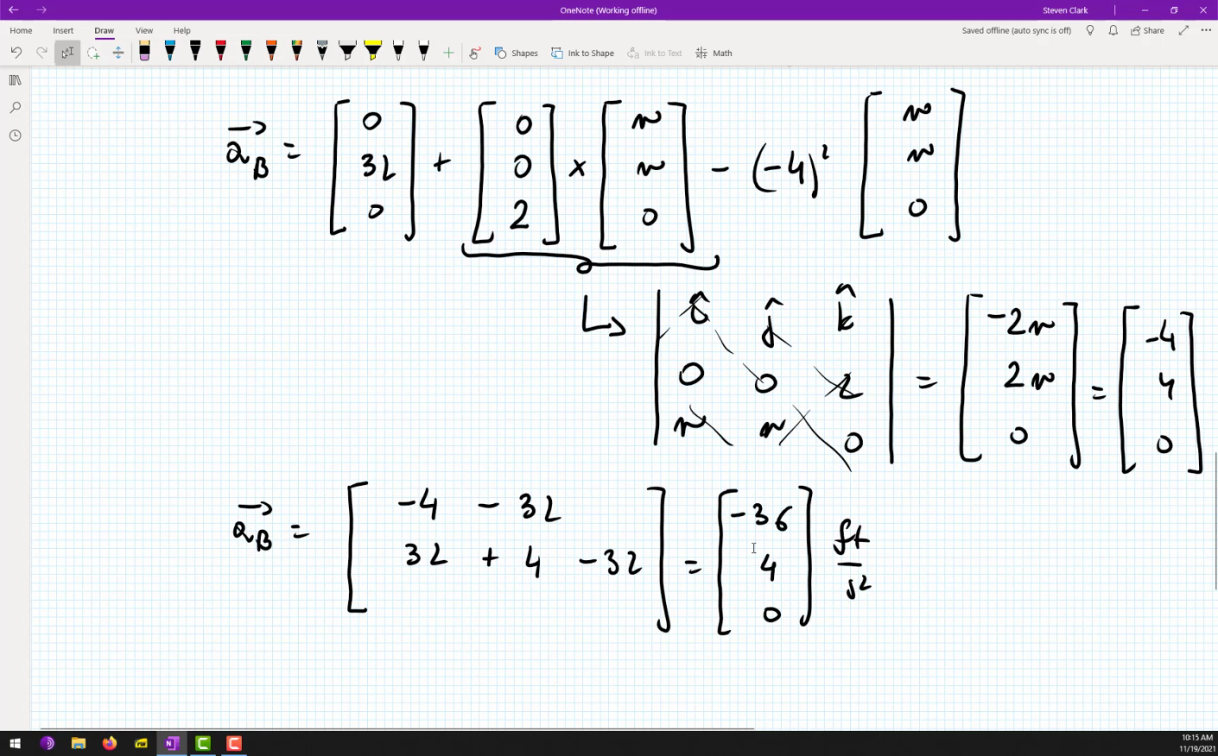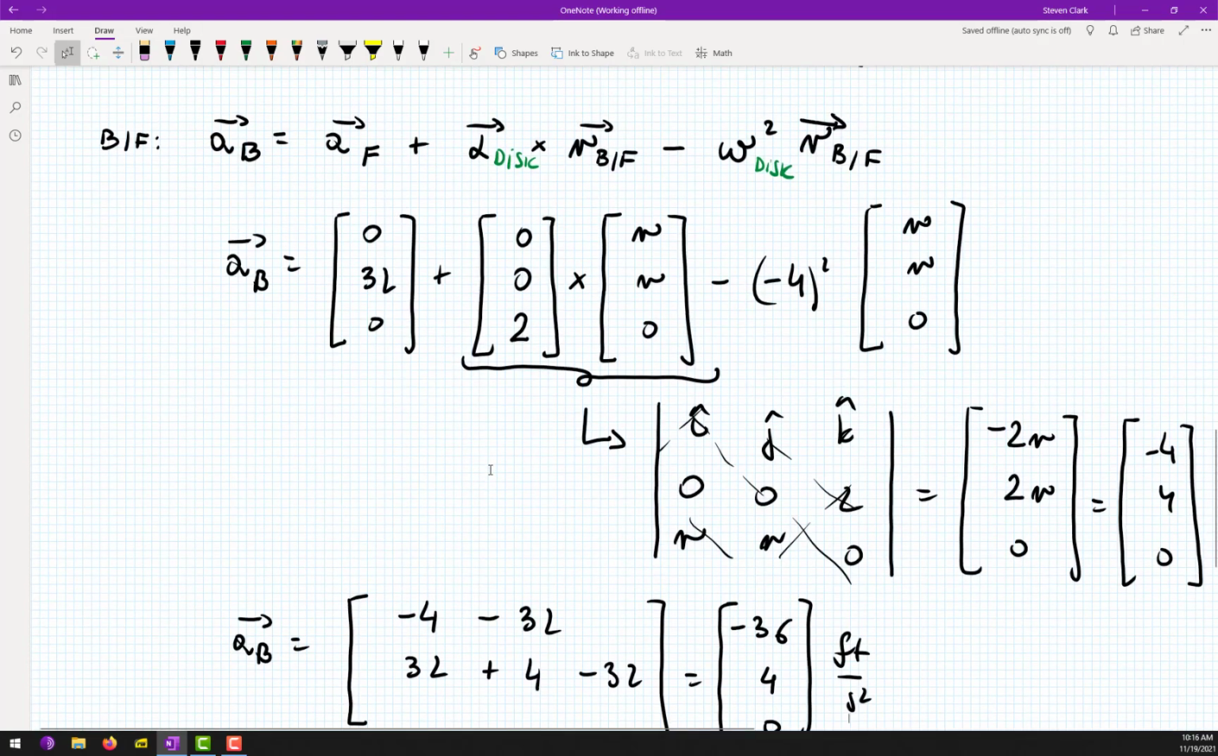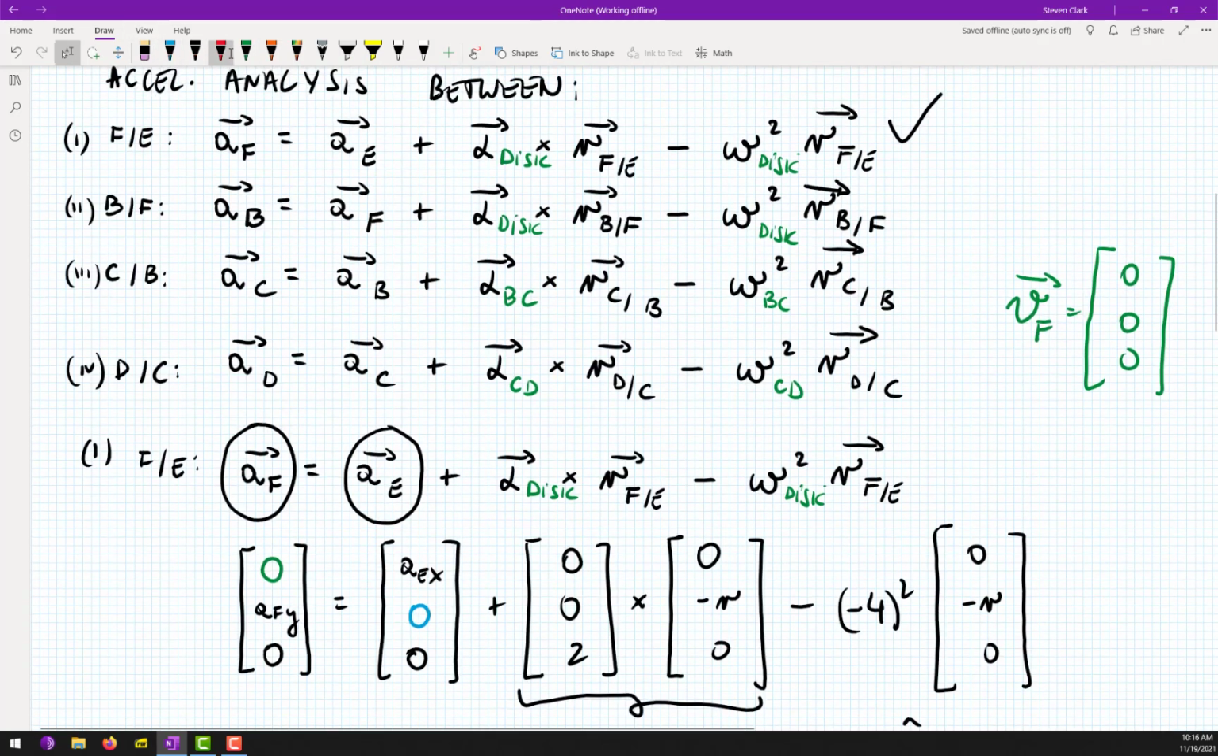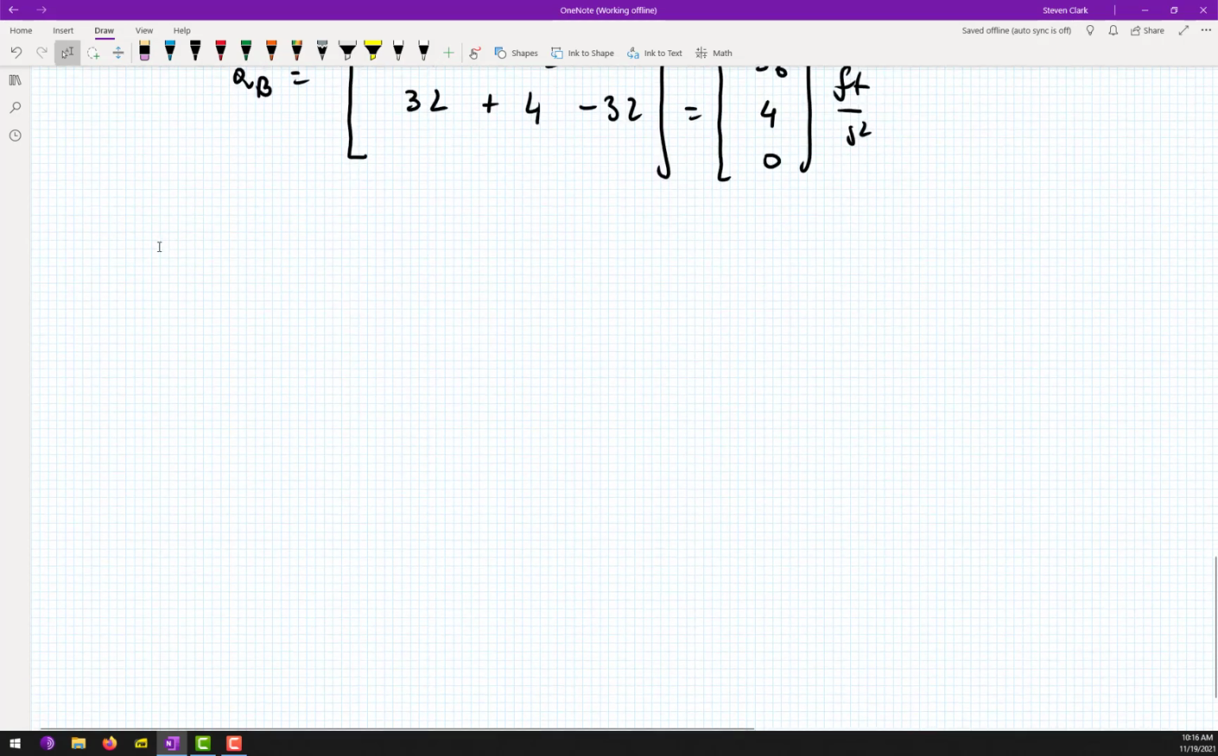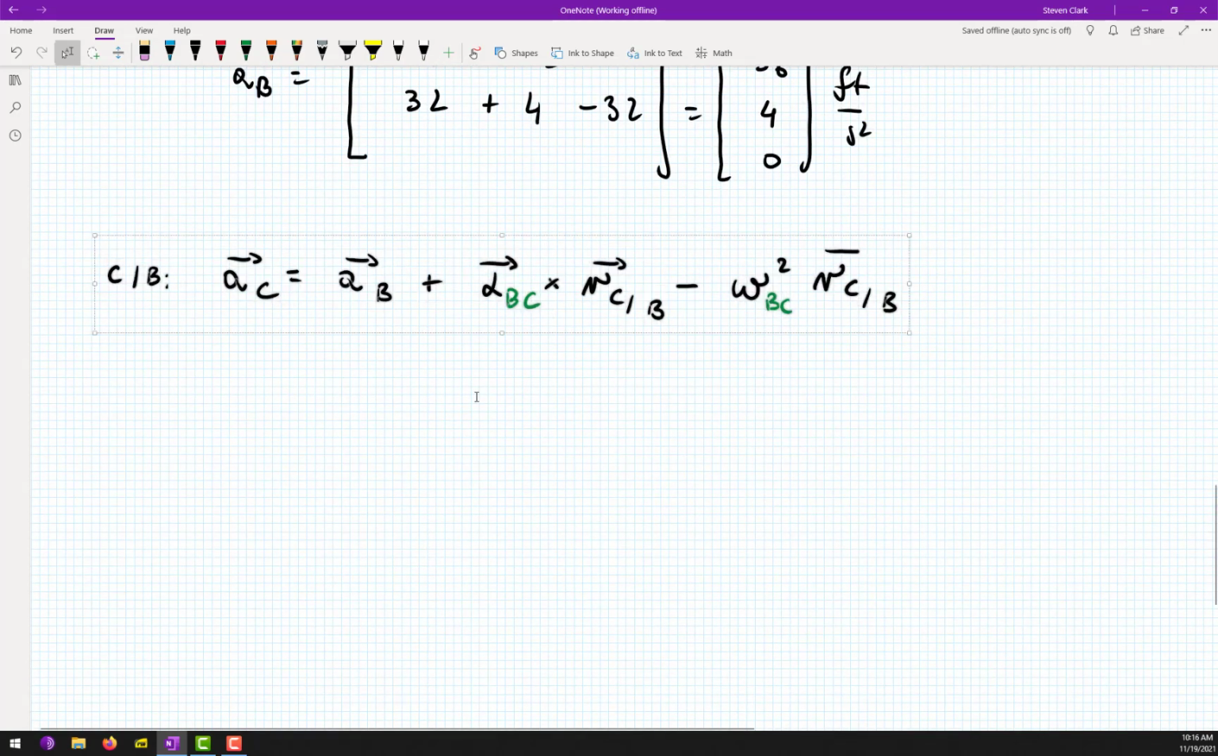Any questions so far? We're going to do exactly the same thing twice more. So this is done. Now we're going to repeat for the third time exactly the same thing: velocity and acceleration analysis between these two points.